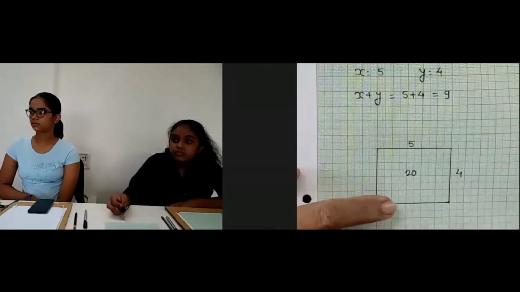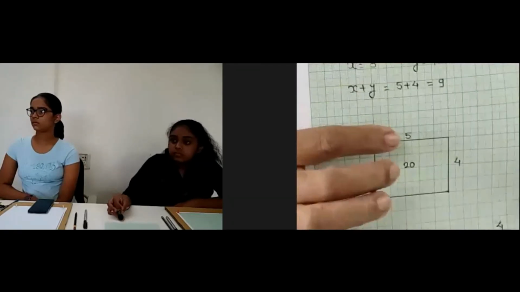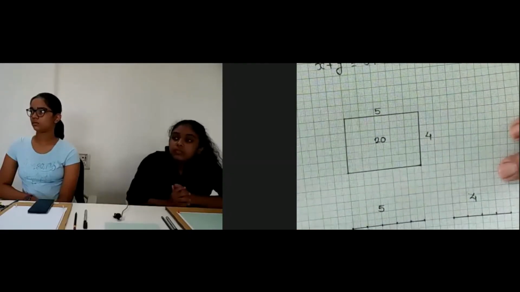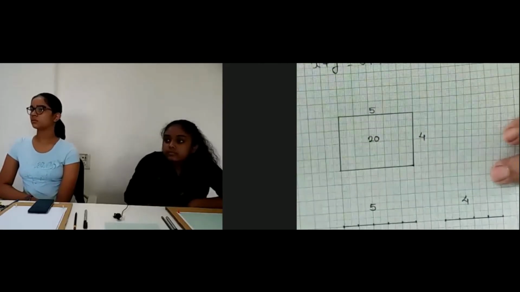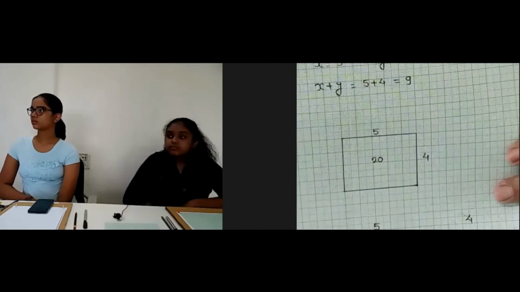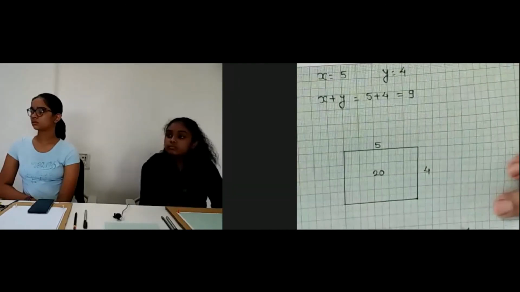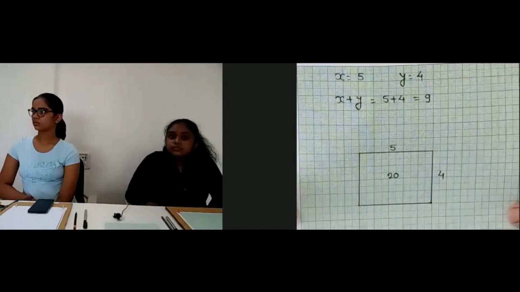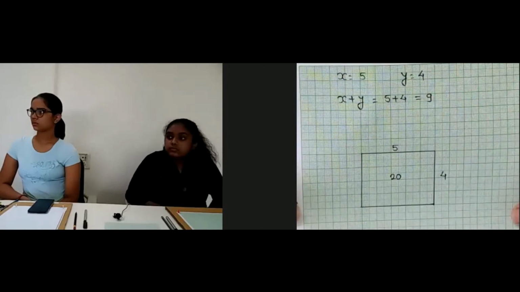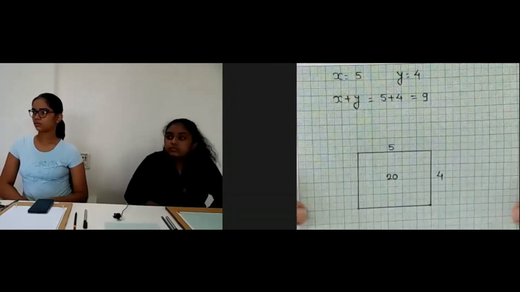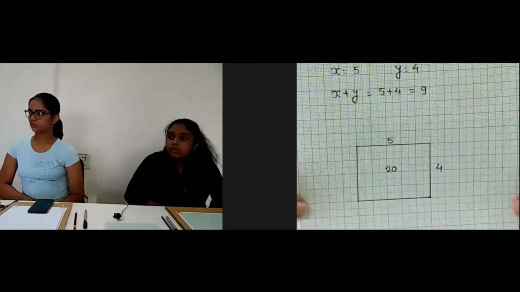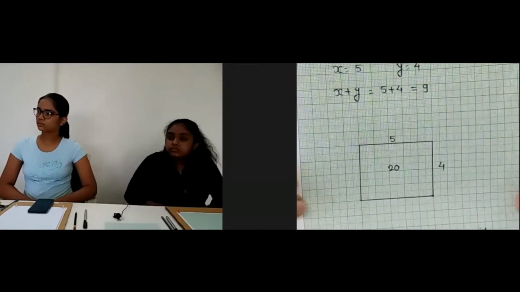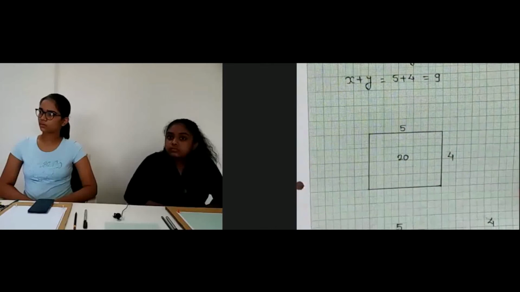Where is the 20 here? The 20 is these little squares here. 4, 4, 4, 4, 4, 5 times. That is 20. That is the area of the rectangle. In area, we count squares. In length, we count steps. So 5 steps plus 4 steps is 9 steps. But 5 centimeters multiplied by 4 centimeters is 20 tiles. That is 20 square centimeters.